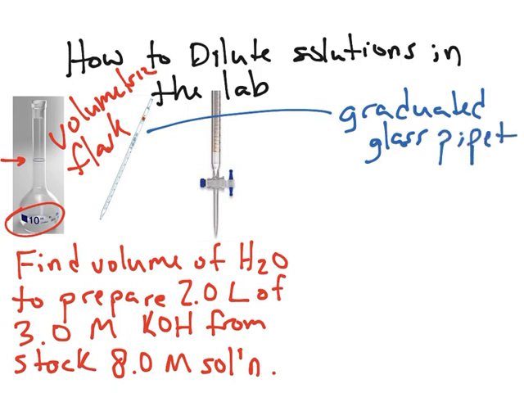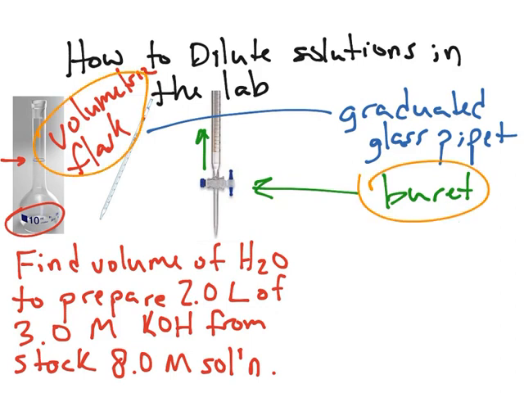Now, you don't actually use graduated glass pipettes too often because they're more difficult to use than volumetric flasks, but they serve the same purpose. And this last one on the right has this valve called a stopcock that you can turn and let out exactly a precisely measured amount of liquid that's above it, and that's called a burette. More often than not, you will use a burette or a volumetric flask in order to do your dilutions.